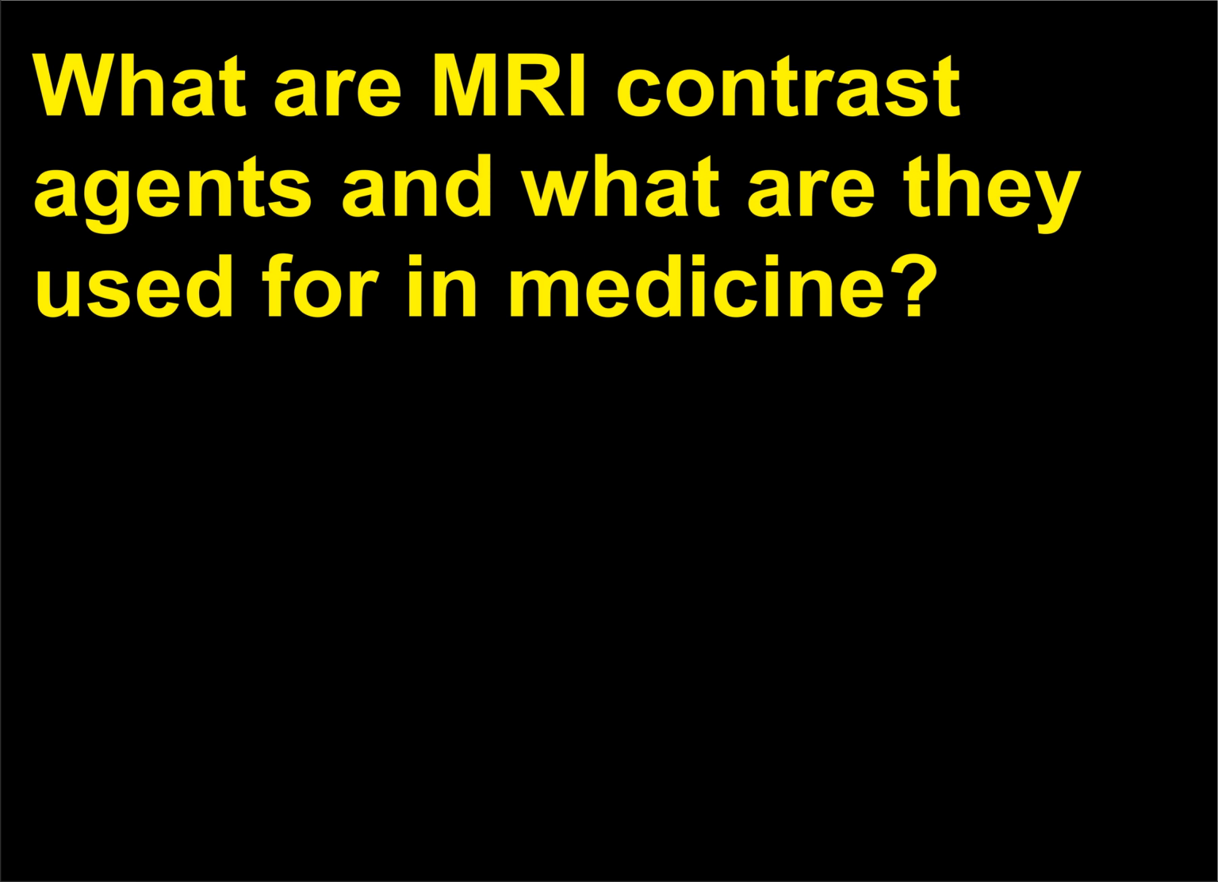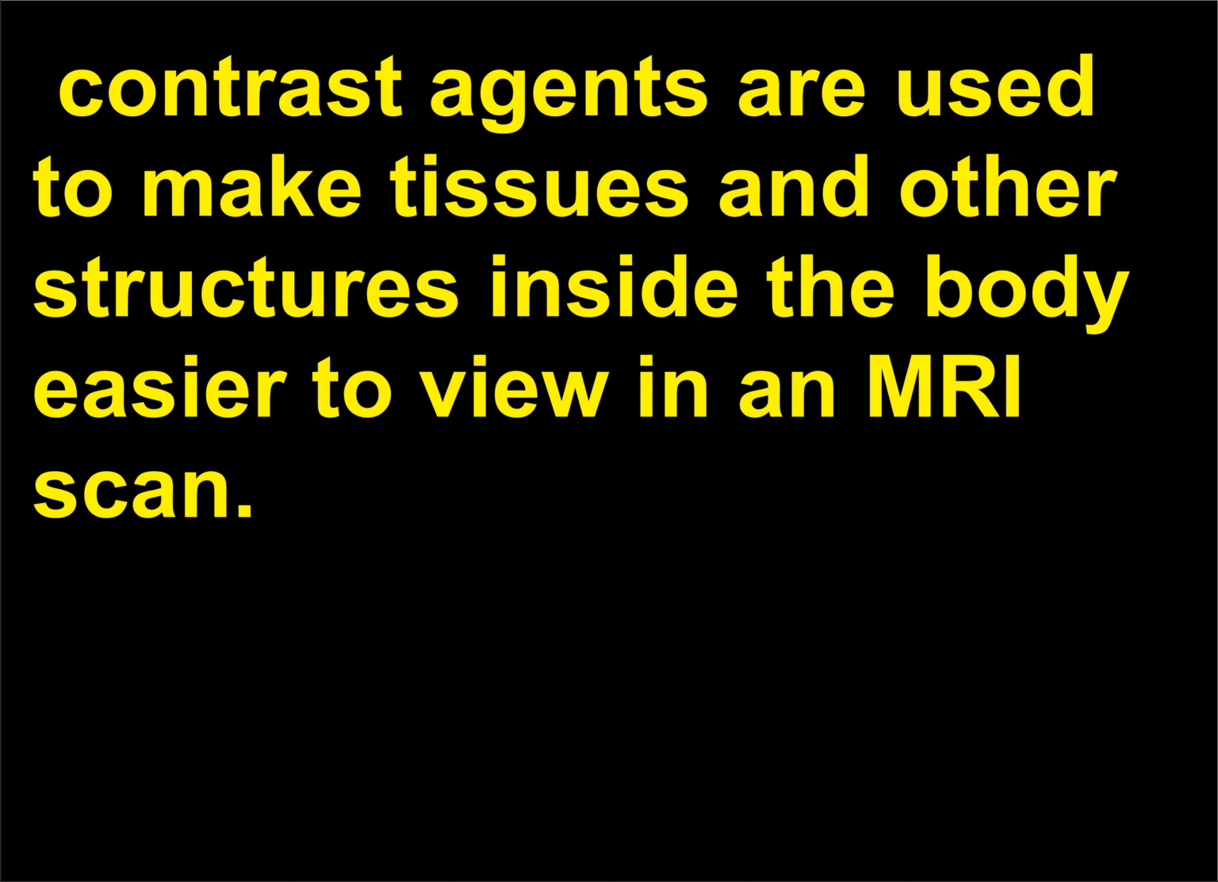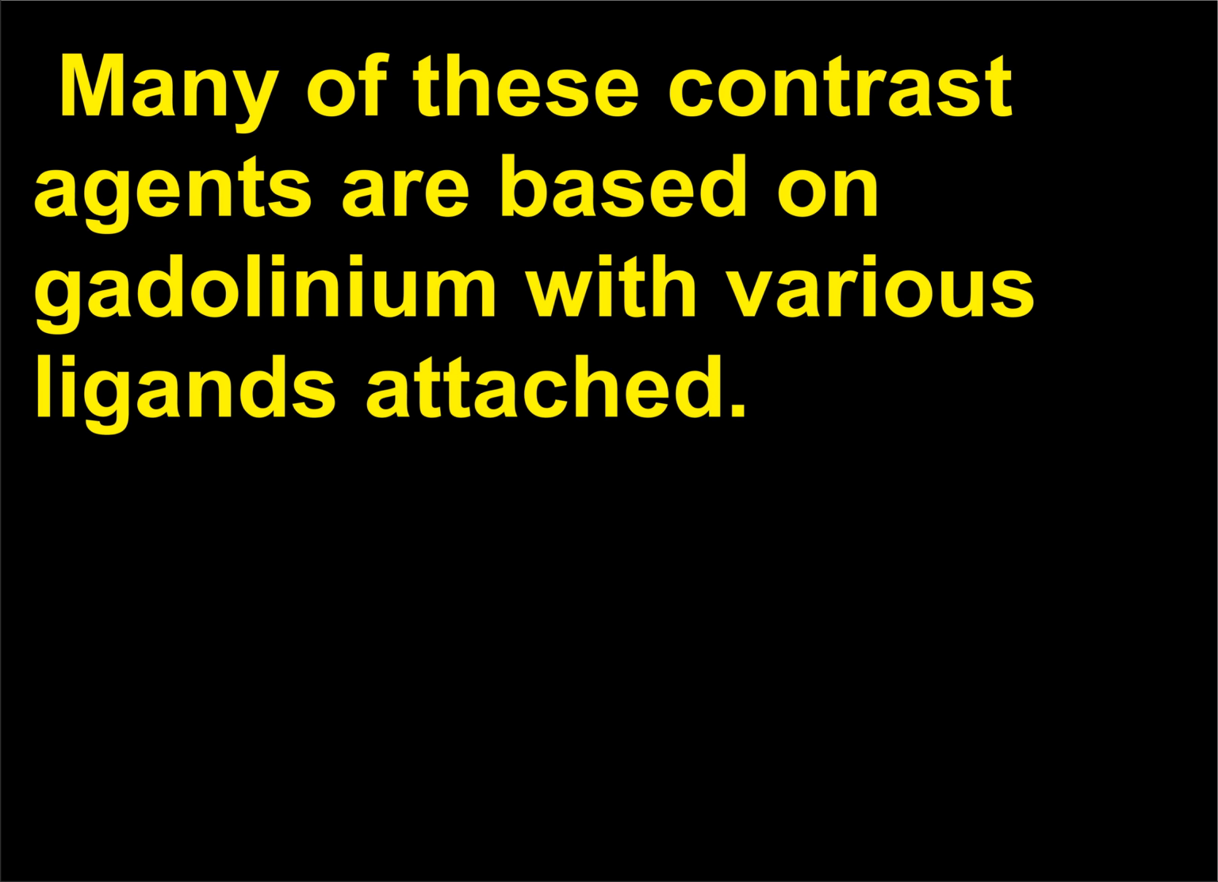What are MRI contrast agents and what are they used for in medicine? Magnetic resonance imaging, MRI, sees use in the modern chemical lab. Contrast agents are used to make tissues and other structures inside the body easier to view in an MRI scan. Many of these contrast agents are based on gadolinium with various ligands attached.